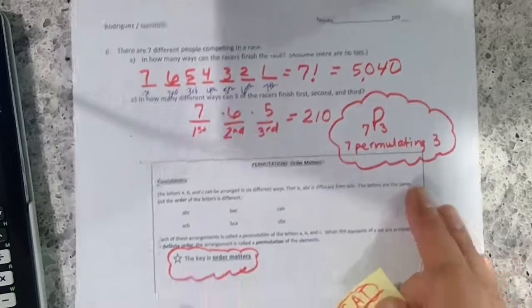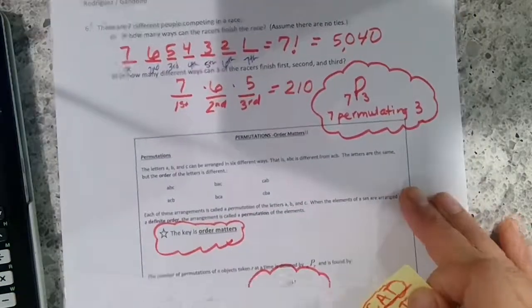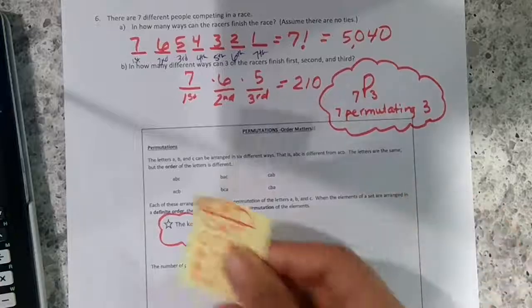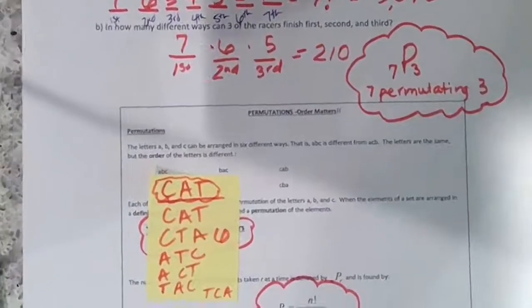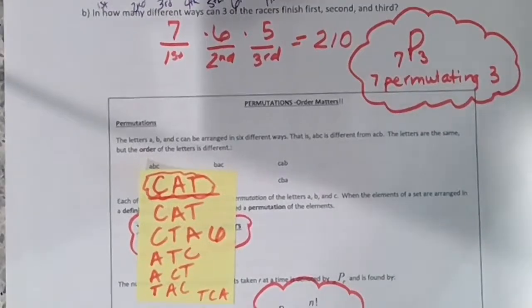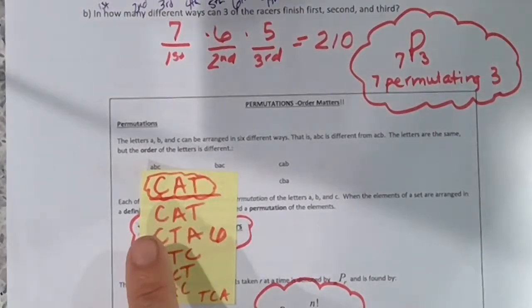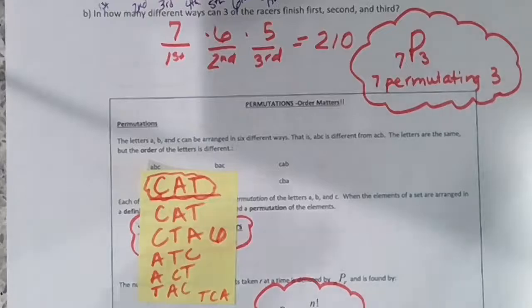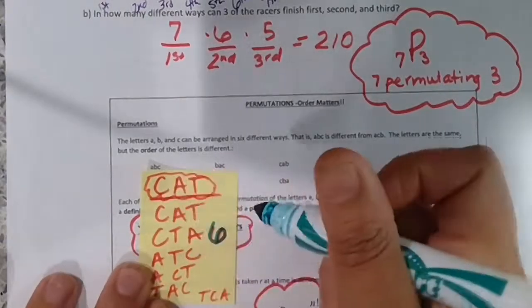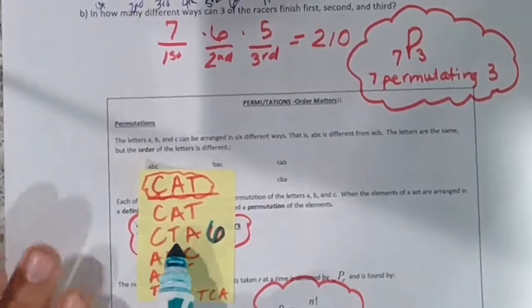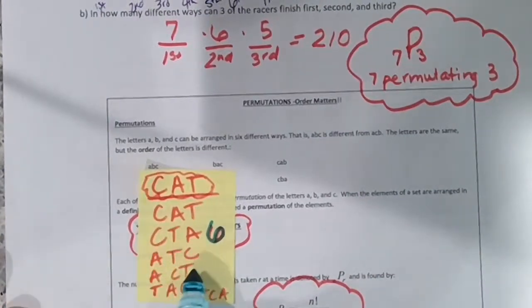Okay, permutation, order matters. That sounds simple. What does that mean? Let's say we had, and don't write this down, but let's just say we had the letters in the word cat. How many different ways could I arrange the letters in the word cat? Well, I could do cat. I could flip those to CTA, ATC, ACT, TAC, TCA, and so forth. And you got it, right? So there's 6 different ways.